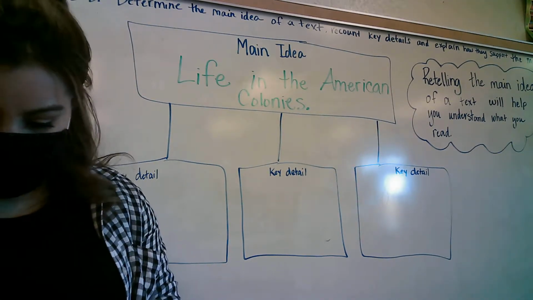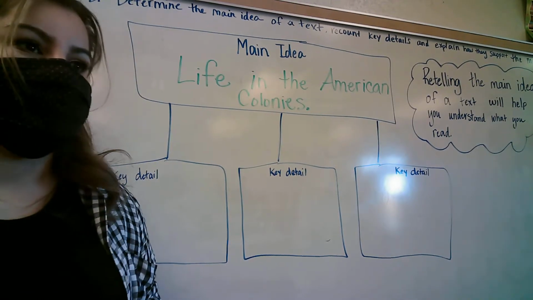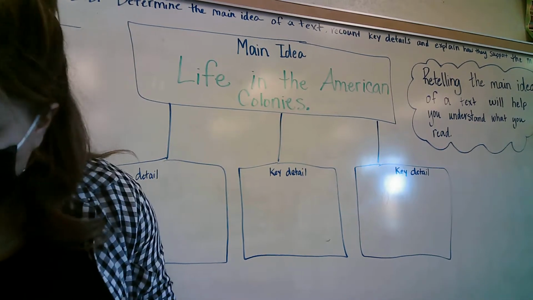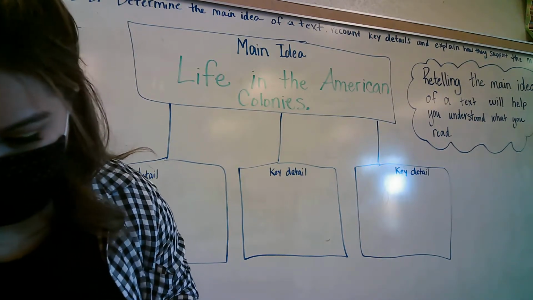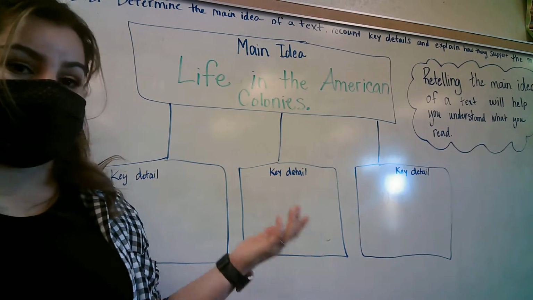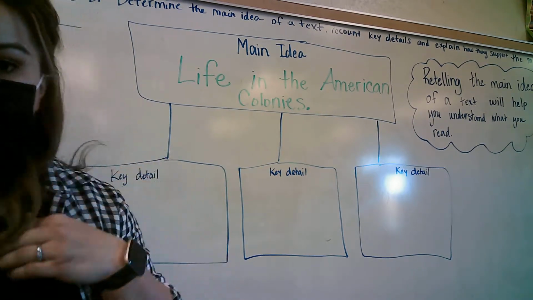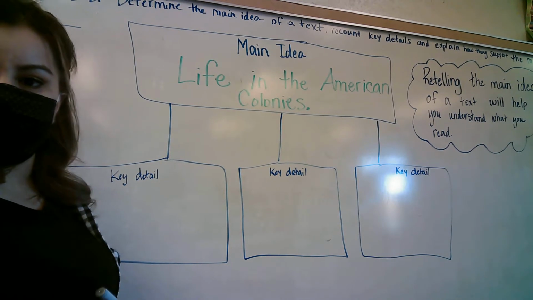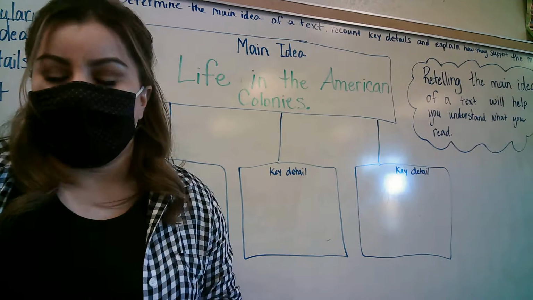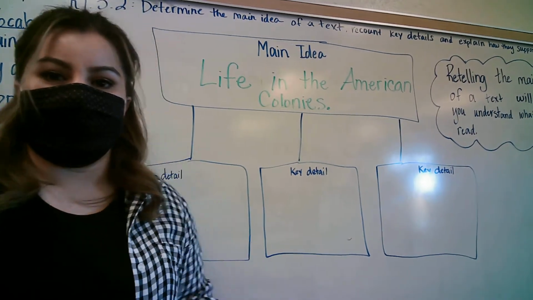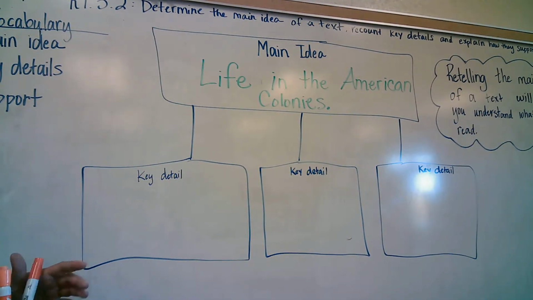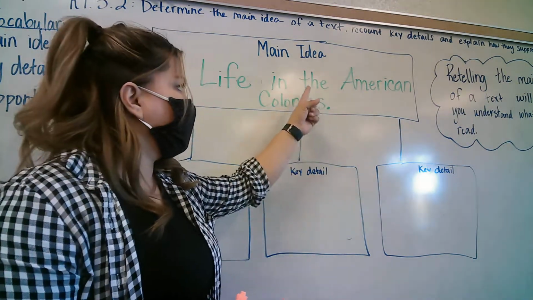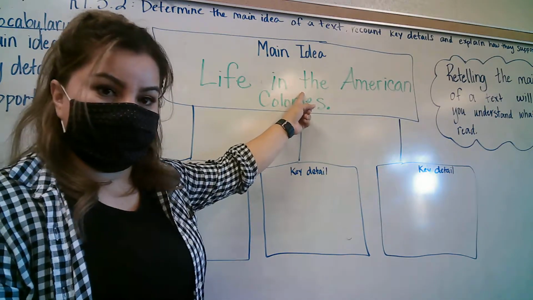So looking at those pictures, does that look like something that happened in the past or something that's happening now? Past. In the past, right? Because it's talking about what they used to do when they first came to America. So back in the day. Okay, and give me a thumbs up once you have that written. Alright, so we have our main idea, which is life in the American colonies. Now we need to use key details that help us support that it's talking about the American colonies.